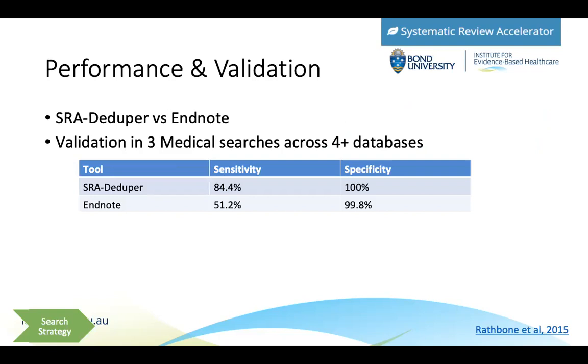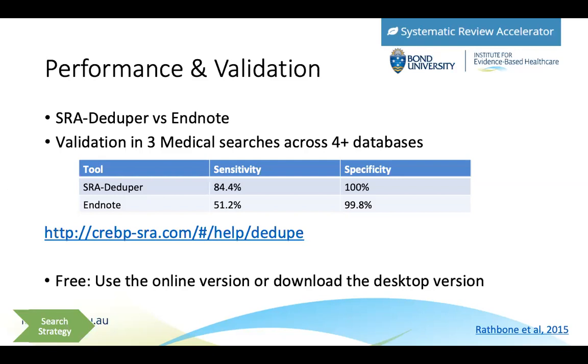You can do this process in EndNote, but we know that it's not as sensitive and specific as we'd like. We just tested it against EndNote, and the SRA Deduplicator has 100% specificity and 84% sensitivity. So this is a slight increase over using just EndNote. All of our tools are available free online, and if you have more than 2,000 citations, you can download the desktop version free of charge.